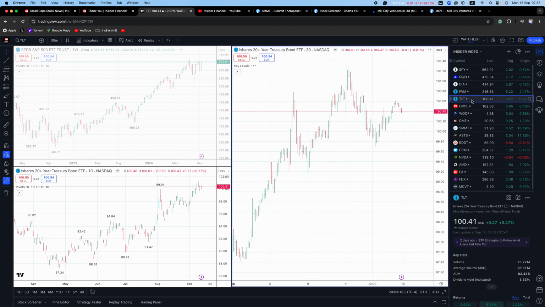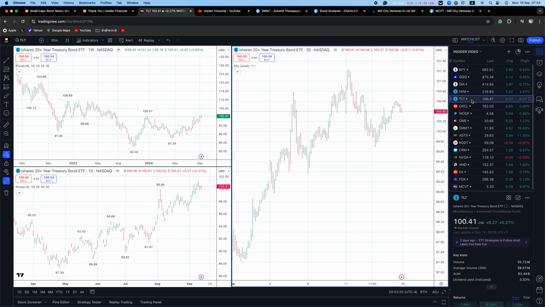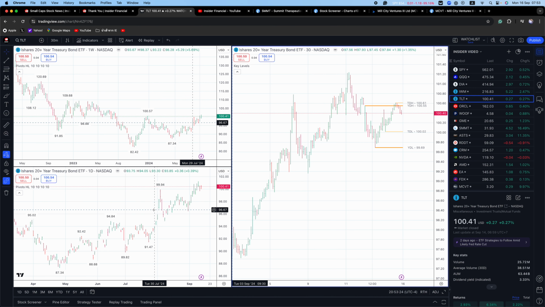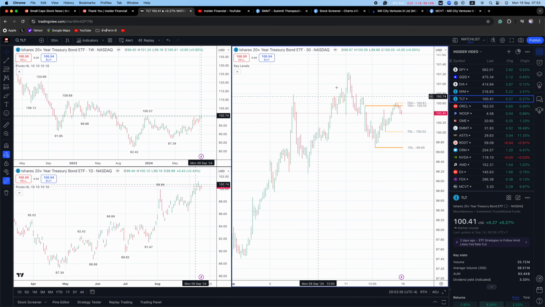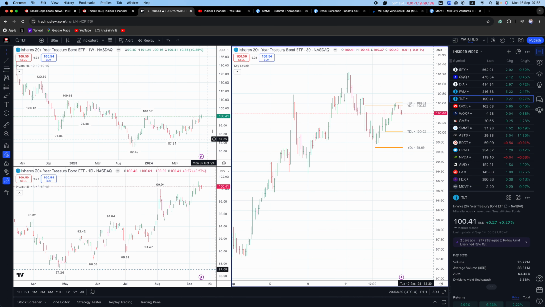And TLT, this is the iShares 20-plus year Treasury bond ETF. As you can see, this one has been rallying. I mean, again, it's an ETF, so not huge gains, but again, nice percentage moves in terms of what's going on in terms of asset allocation for the bond market.